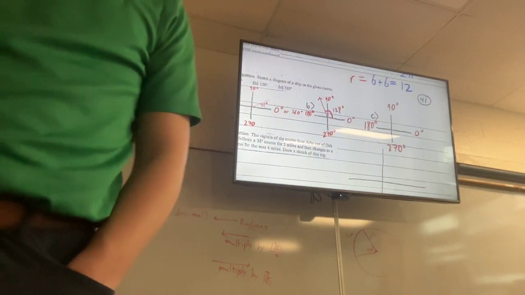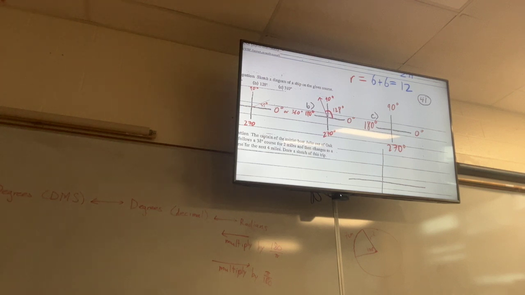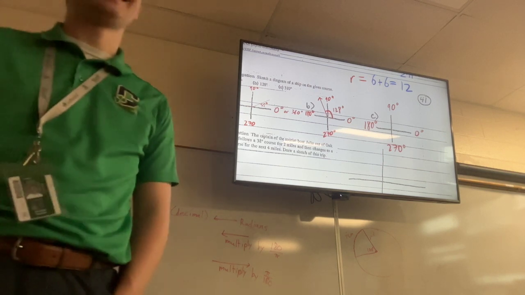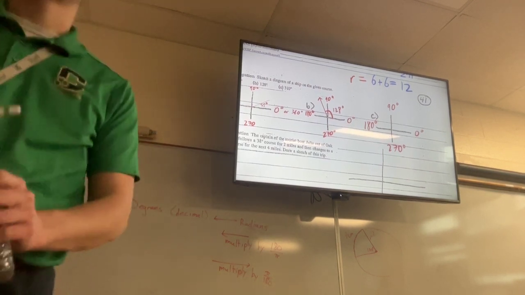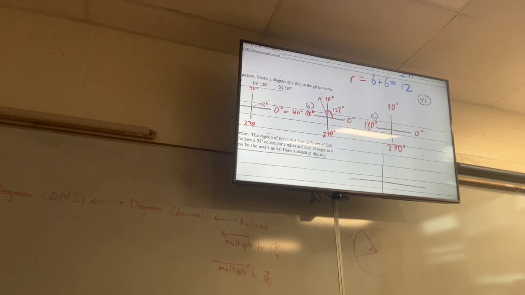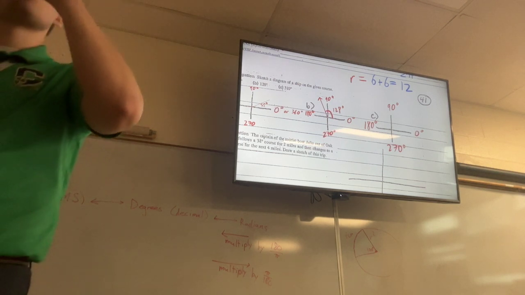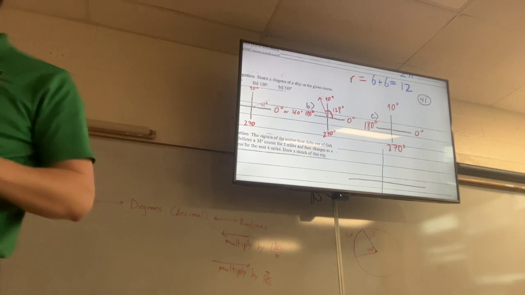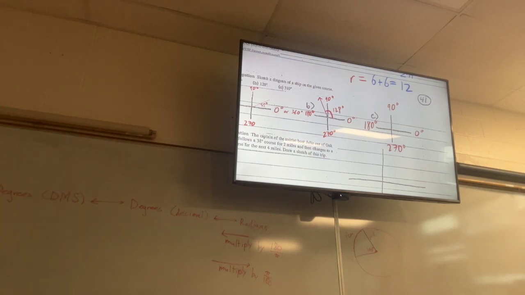Why would you put 0 at the top? That's because that's the way mathematicians defined it in the 16th century. Yeah, that's like the true answer. Don't quote me on the century, but that's how mathematicians defined it. I told you guys this was the hardest quarter of high school math.